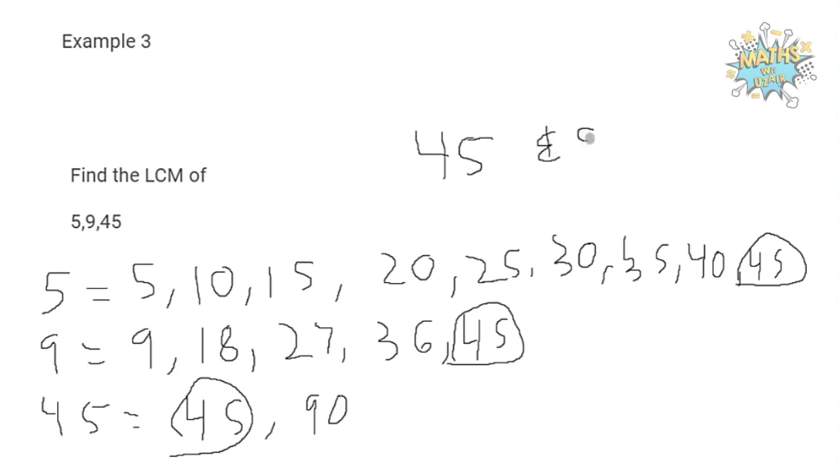So we're looking for the lowest common multiple, or the lowest number that appears in the times table of these three numbers. So that is 45. So 45 is our LCM. Easy, right? Nothing to it. All we have to know is our times table, and we should be good.